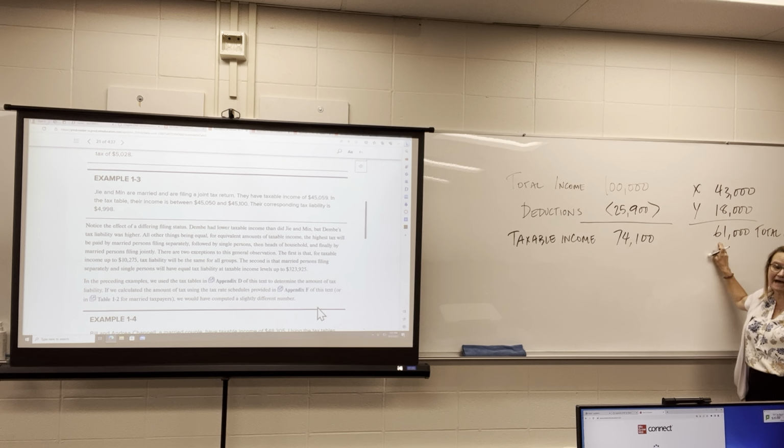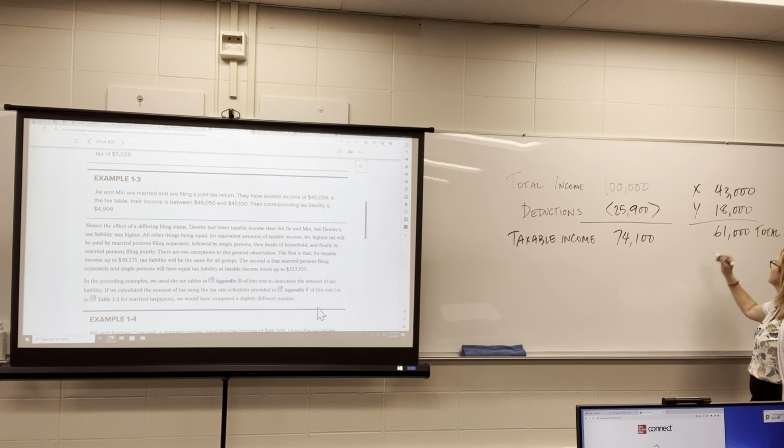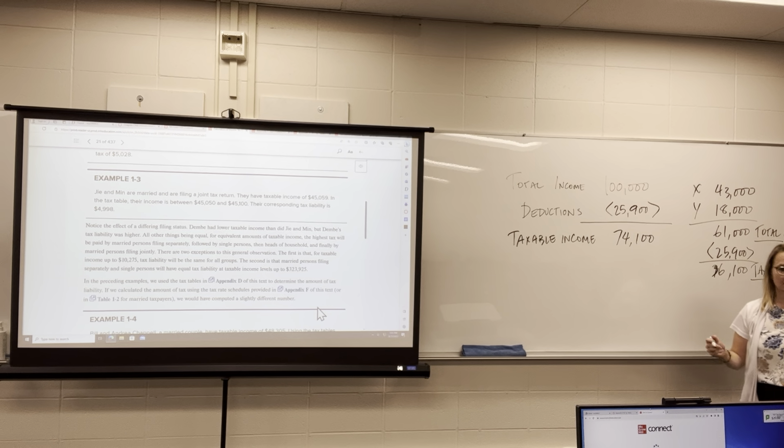But you can't use that number to determine tax liability. You got another step that you have to take. You got to subtract this deduction. They're married, so then we would subtract the 25,900 and 100. What is this? 36. That's the taxable. So total, taxable. Unfortunately, they both start with T. But keep that in mind.